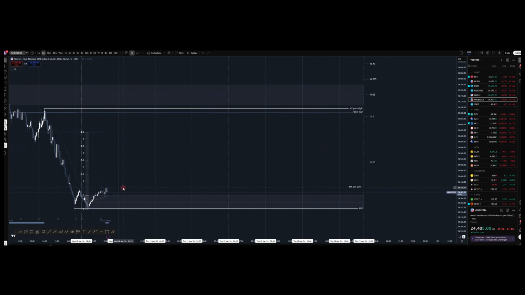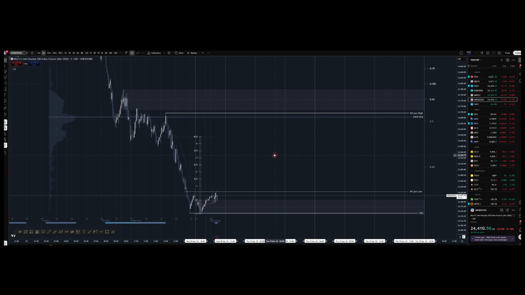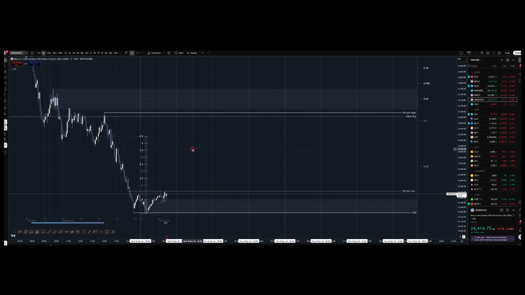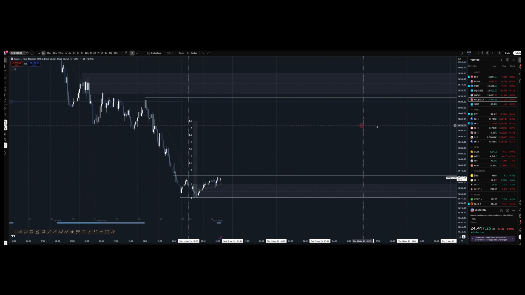Yeah, ideally, Cozy, if we can get past that 2.5 and get back up to this POC, take out PM high, back into that AM zone, and then target PDL, that'd be pretty nice.